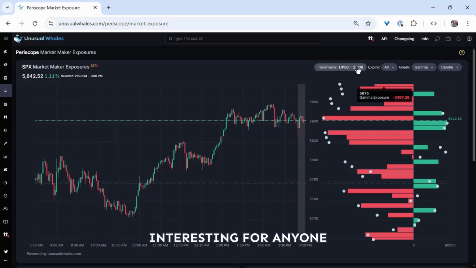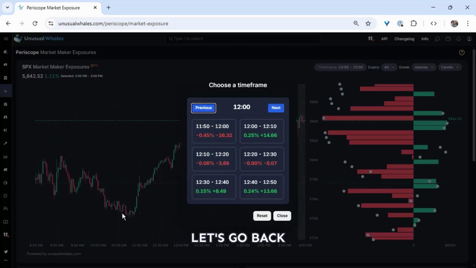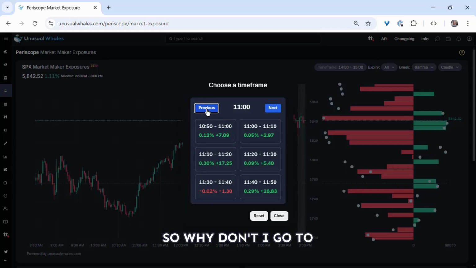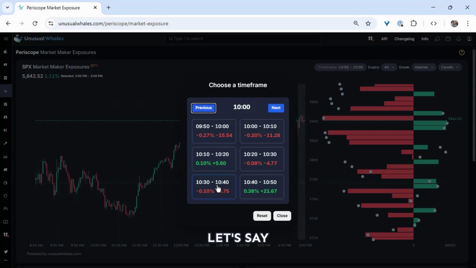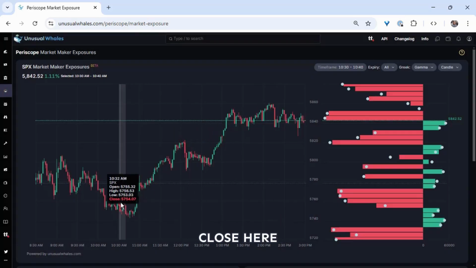Now, what might be really interesting for anyone analyzing this data and watching it unfold throughout the day in 10-minute increments is the ability to rewind and do some analysis on the state of market maker net gamma or charm or vanna exposure during earlier slices of time during the day. So let's go back. We can see that the market bottomed somewhere here between 10:30 and 11 a.m. Chicago time. So why don't I go to, let's say, 10:30 to 10:40. We'll click close here, get a closer look.